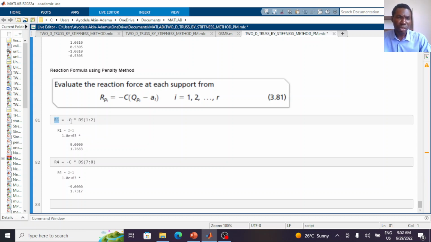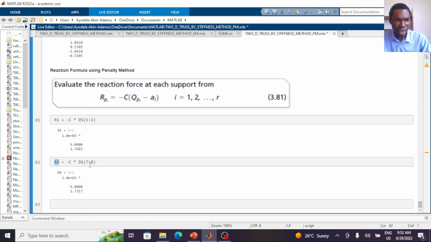So I use the formula minus C, which is already computed. I'm just calling it out. This is the global displacement vector, but I need just the elements at positions 1 and 2. If I multiply this, I get the reaction force at node 1. So you can see we have 9,000 Newton, that is 9 kilonewton in the horizontal direction, and the vertical reaction is 1.768 kilonewton. At node 4, I'm noting it as R4.